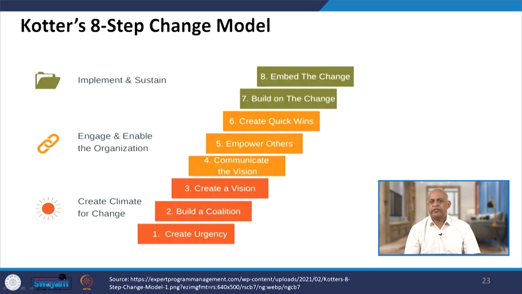So build a coalition, communicate with the people, create a vision, and when you are communicating the vision to the people, then definitely in that case you will find that the people are getting ready. Now engage and enable the organization: create quick wins, because the motivation is to be retained. If motivation is not there, they will not be able to work. So therefore create quick wins, and implement and sustain, build on the change, and embed the change. So this is Kotter's 8-step change model.